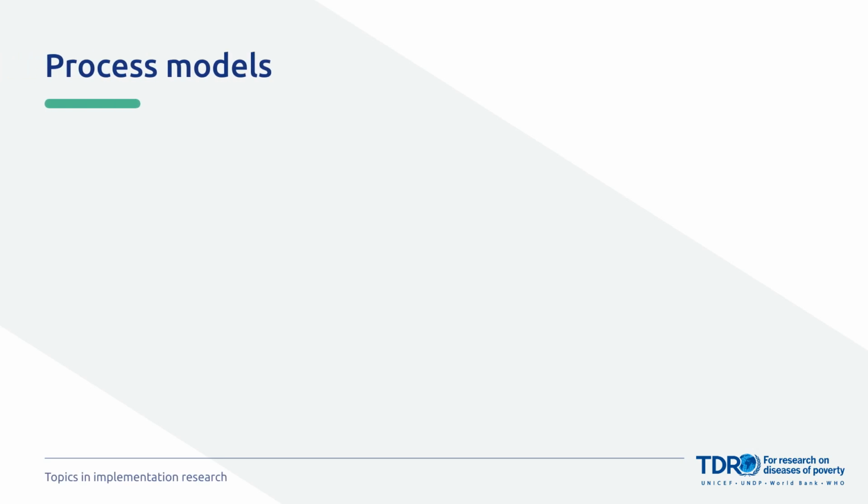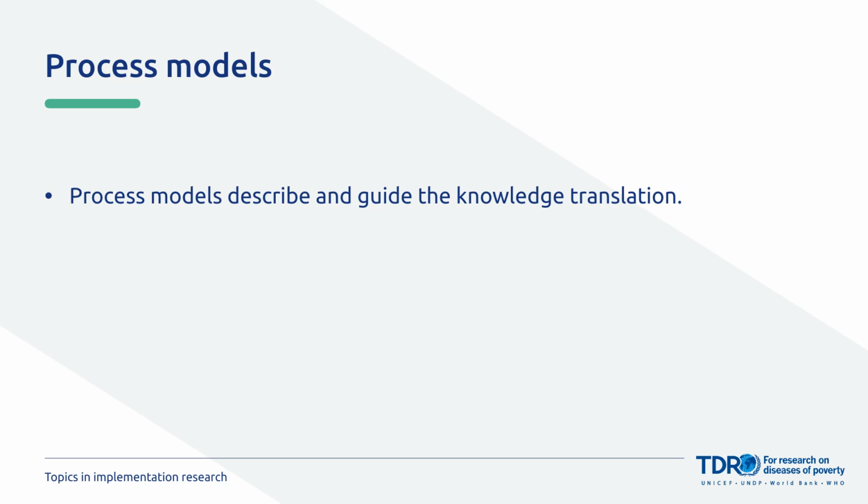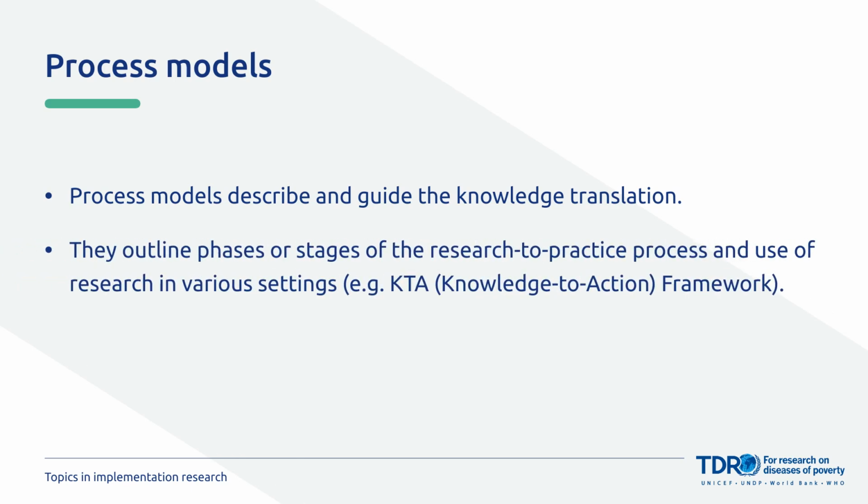Process models widely accept that the knowledge gathered through research can lead to improved health outcomes. They are used to describe and/or guide the process of translating research into practice, that is, knowledge translation. They outline phases, or stages, of the research-to-practice process, from discovery and production of research-based knowledge to implementation and use of research in various settings.